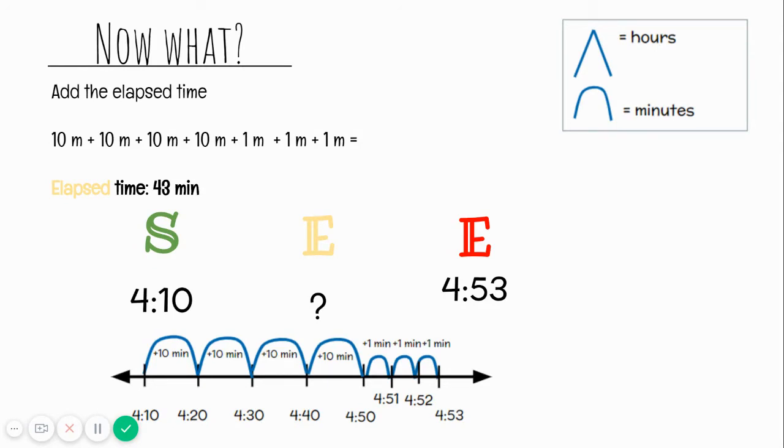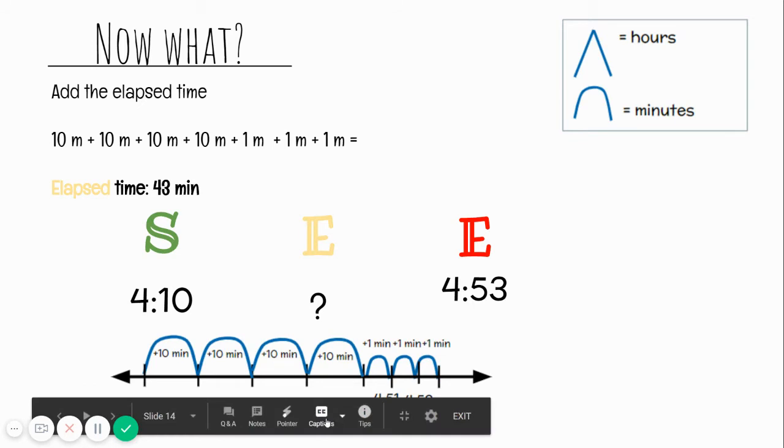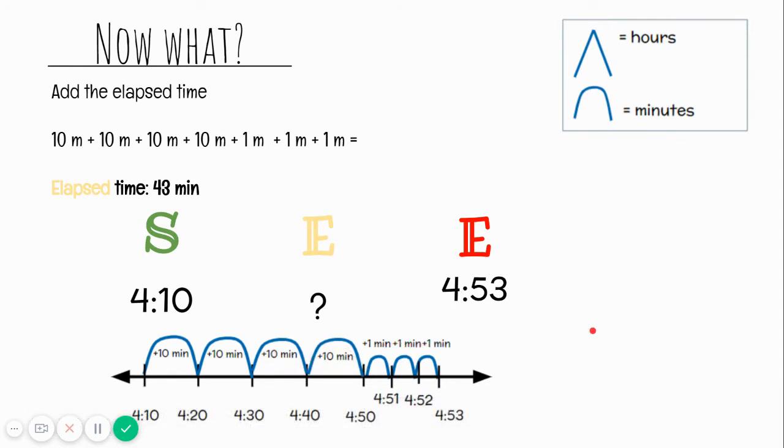Now, when you're adding these, remember what we know about skip counting. Skip counting is going to be much easier. So I can skip count here by tens. 10, 20, 30, 40, 41, 42, 43. Should be easy breezy just like that.